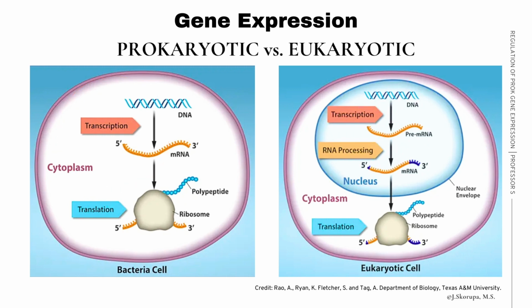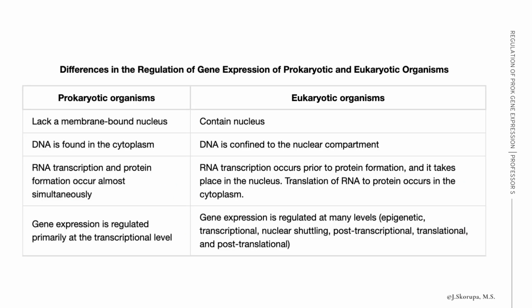Eukaryotic gene expression is regulated during transcription and RNA processing, which take place in the nucleus, and during protein translation, which takes place in the cytoplasm. Further regulation may occur through post-translational modifications of proteins in both prokaryotes and eukaryotes. And don't worry, we're going to hear these terms over and over in this lecture, and we'll break down what each means. And in case you didn't catch everything, here's a table that summarizes the differences we've emphasized between eukaryotic and prokaryotic gene expression so far.